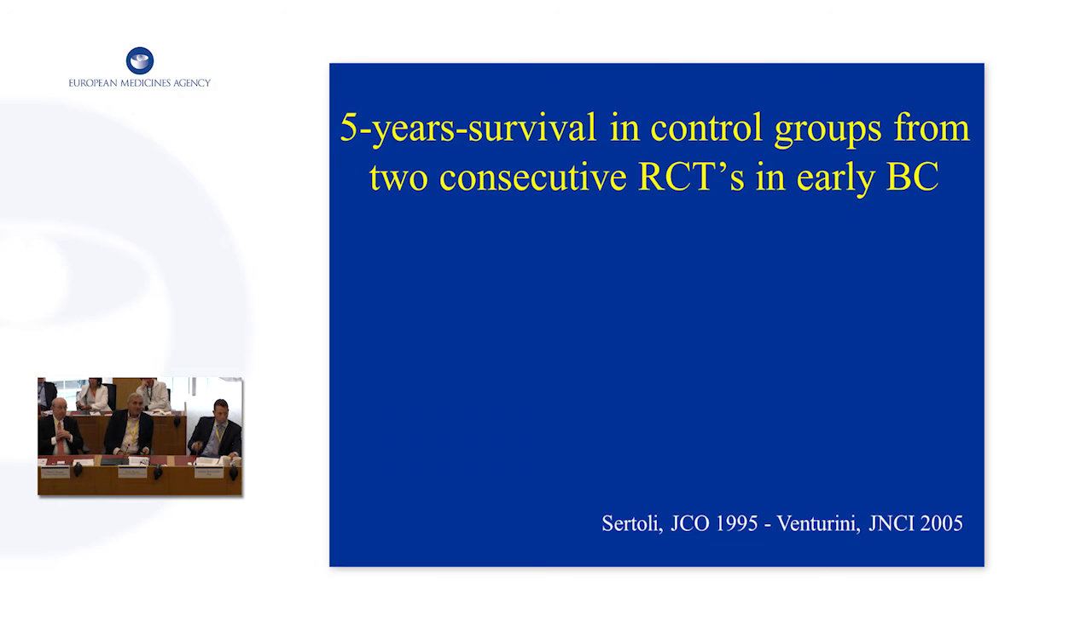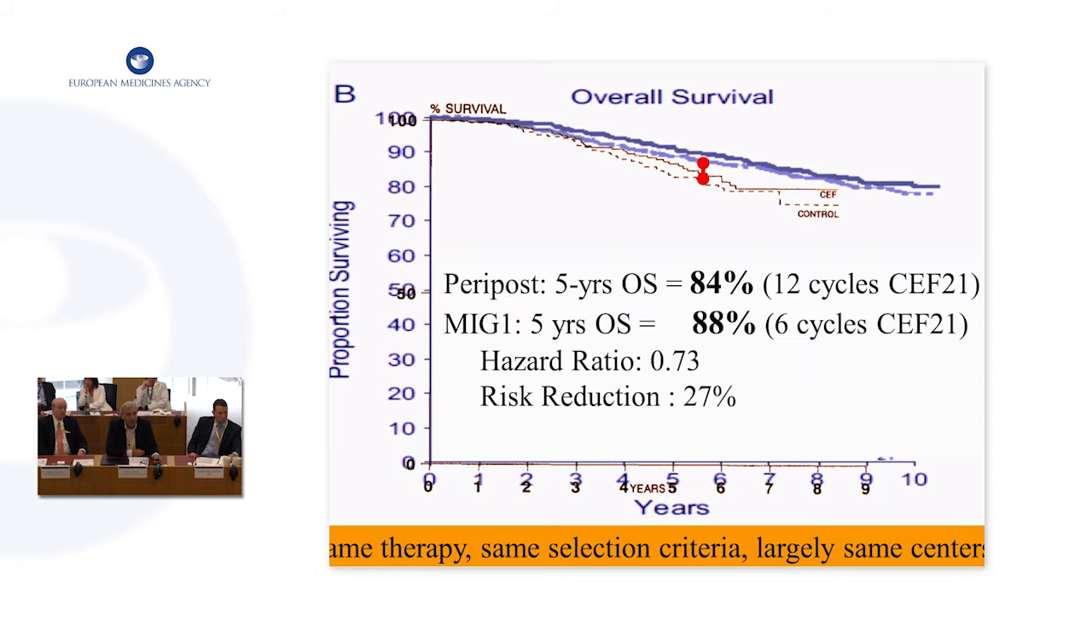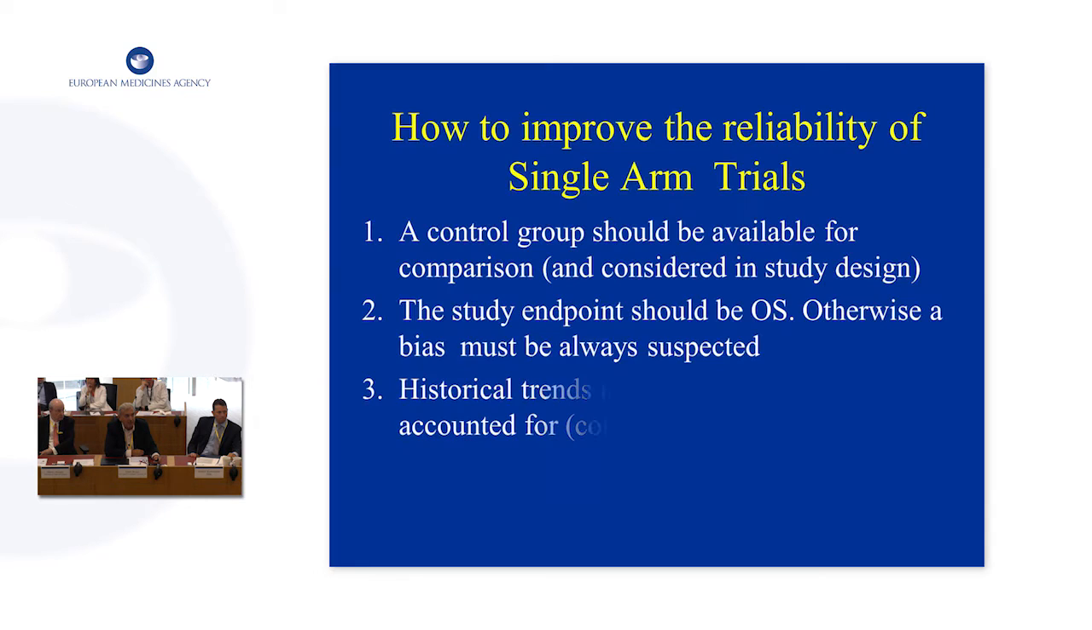So basically, this is another example I'd like to make. Two consecutive trials with almost the same control group, same therapy, same selection criteria, largely the same centers. And you see, with 5 years difference, a hazard ratio between the first control group and the second control group of 0.73, which means a 27% risk reduction, which is astonishing for anyone who's been involved in adjuvant therapy of early breast cancer. It's much more than you would expect by adding a drug to an effective drug in the adjuvant regimen. And it was statistically significant.